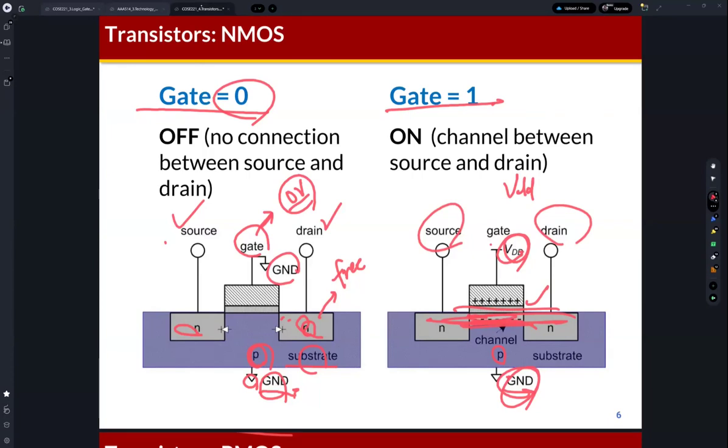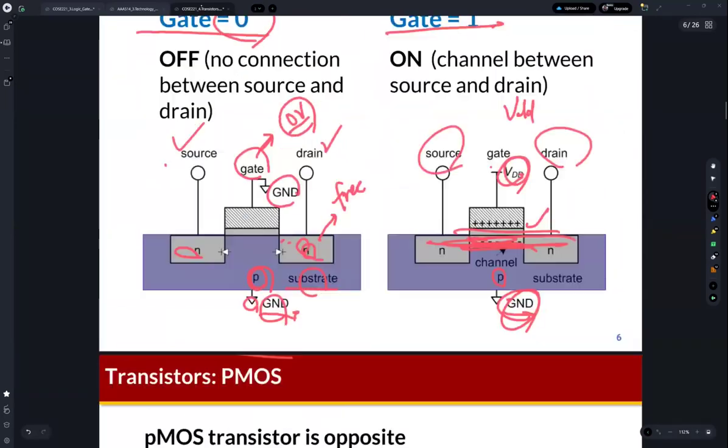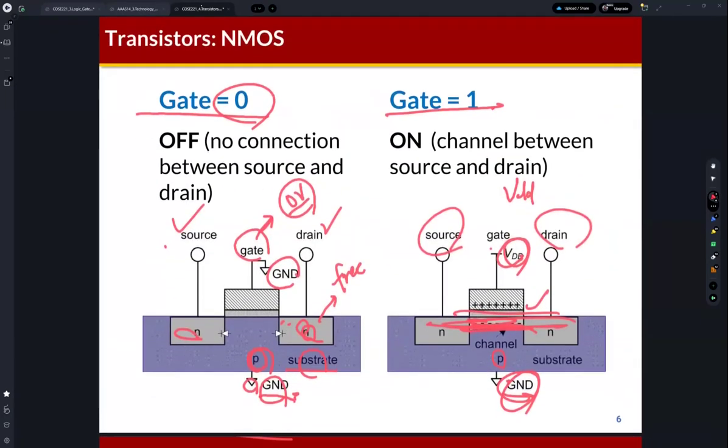Then based on these basic properties or basic characteristics, we can make a controllable switch. Then using the controllable switch, we can make a basic logic gate. Okay, so I'll stop here, and I hope you can understand this.